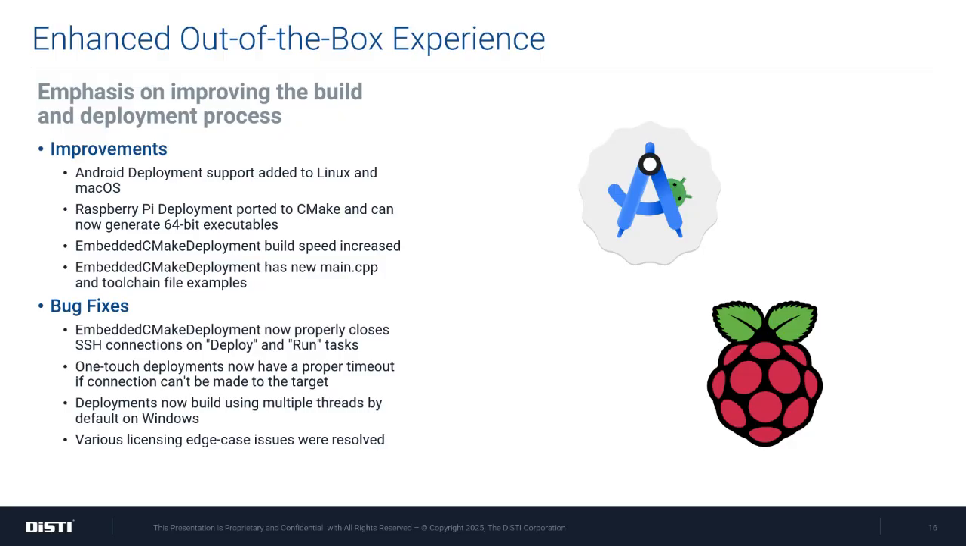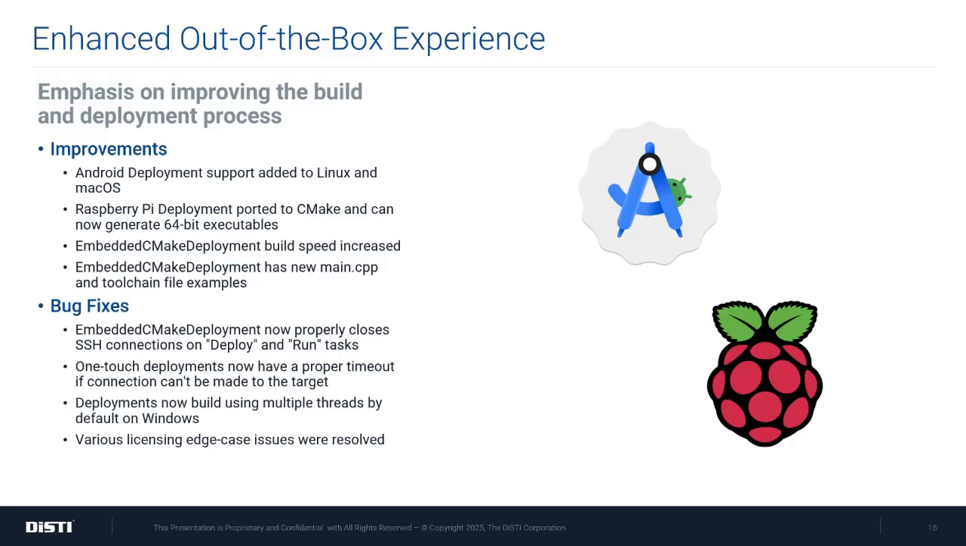The Raspberry Pi deployment has also been ported to CMake. It now exists as the Raspberry Pi CMake deployment, and it can build 64-bit executables. The deployment still supports 32-bit executables as well. The embedded CMake deployment has been improved in many ways this release. The build speed has been increased, and the package now contains additional main.cpp and toolchain file examples.